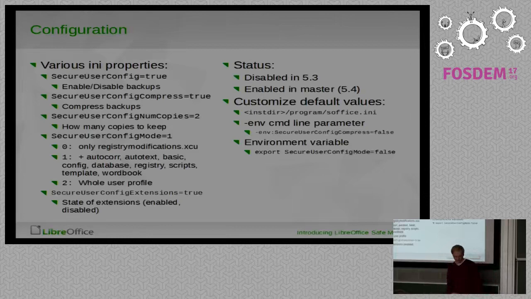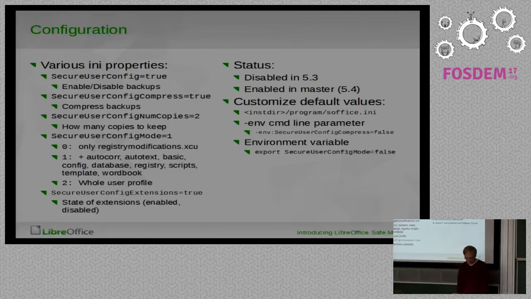Okay, how to customize the default values. These values are defined in the installation directory, program, soffice.ini, or soffice.rc on Linux. I don't know what it is on macOS. Then you can use the -env command line parameter to give each of these options a different value, or a normal environment variable.